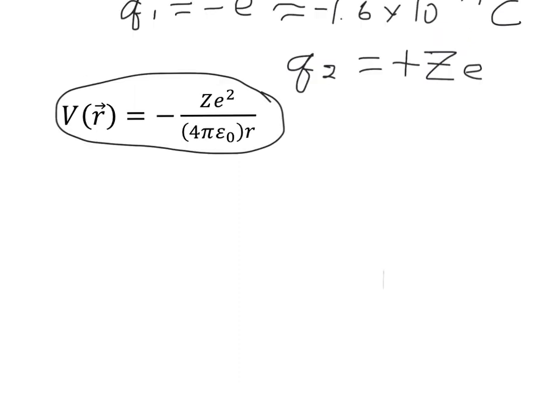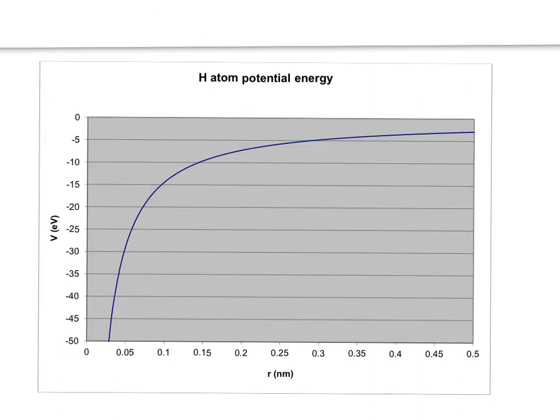So what does this look like? I'll put up a graph showing the potential energy as a function of r. This graph shows that function specifically for the hydrogen atom, where Z equals 1. And then some things to notice about it. Notice that within this model, the potential energy is at all points negative.